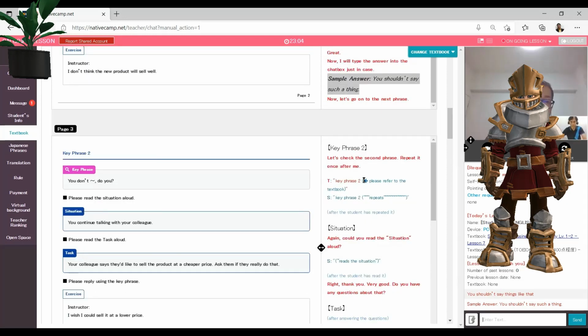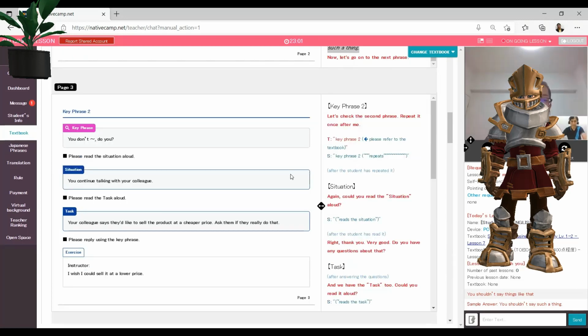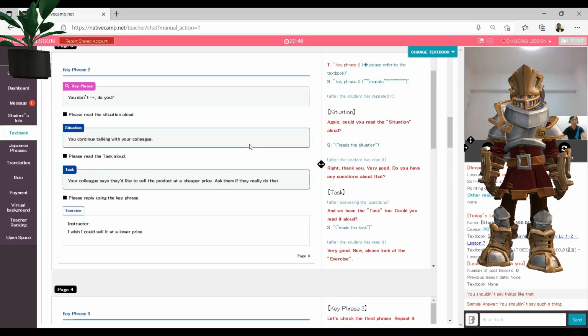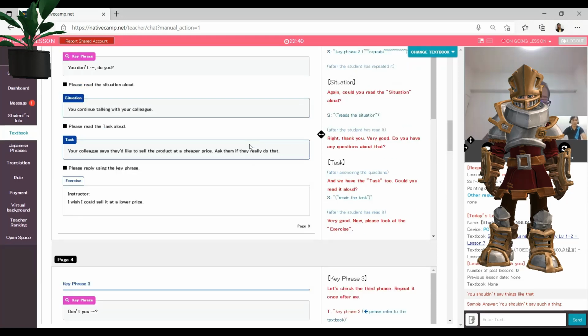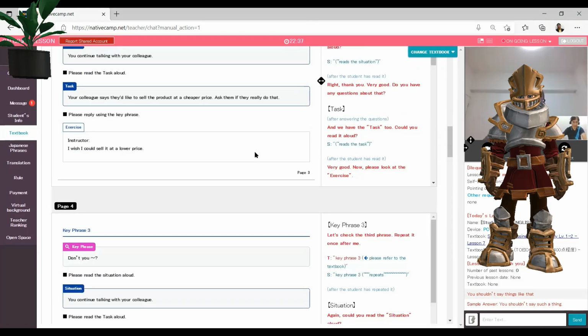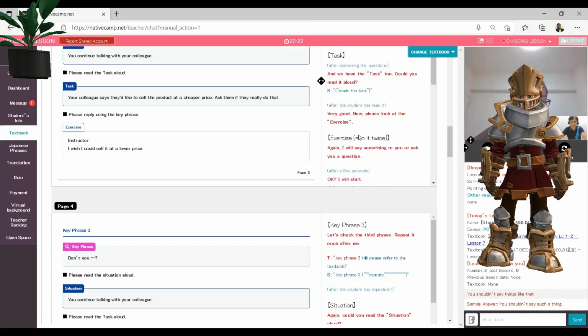This time it's key phrase number 2. Let's check the second key phrase. Please repeat after me. You don't blank, do you? You don't, do you? Okay, and also please read the situation aloud. You continue talking with your colleague. And also please read the task too. Your colleague says they'd like to sell the product at a cheaper price. Ask them if they really do that. All right, very good.